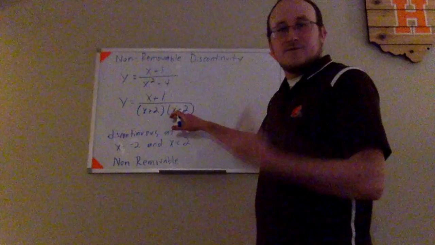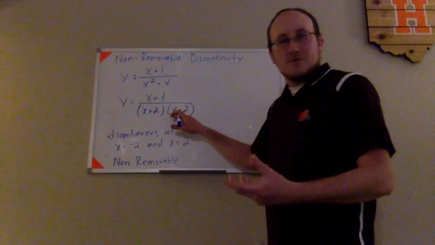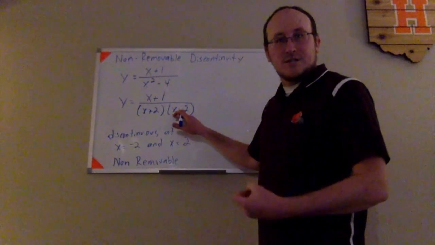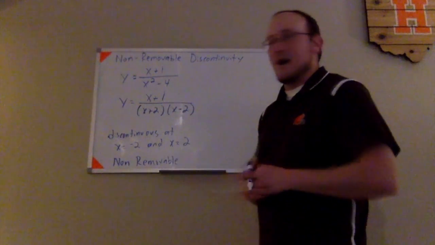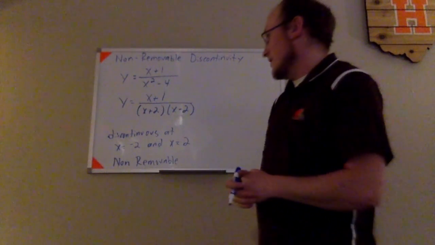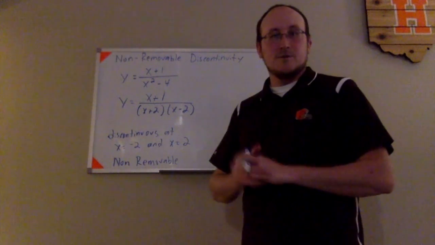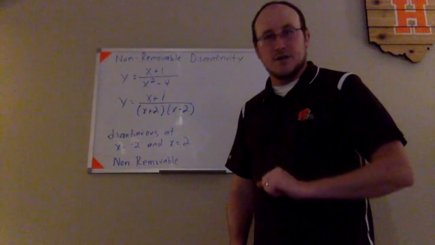Same thing here. This factor of x minus 2 is still existing in the denominator. The value that would make that equal to 0 is +2. Since that factor is still existing in the denominator and did not get canceled out completely, we have a non-removable discontinuity there as well. So this function has 2 points of discontinuity at x equals -2 and x equals +2, and they are both non-removable discontinuities.